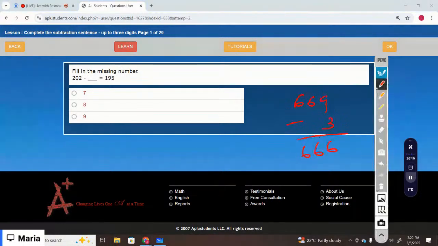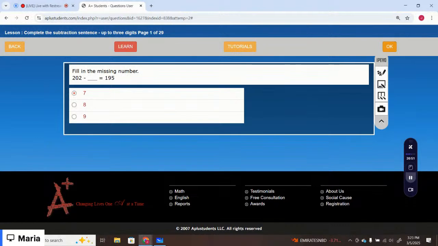202 take away 7. You cannot subtract 7 out of 2, you need to borrow 1. Here you already have 0, so you borrow 1 from the 2, which makes 10 here. You borrow 1 from here, the 1 makes 12 here and 9 here. 12 take away 7 is 5. That is 195. So option number 1 is the correct option. 202 take away 7 equals 195.